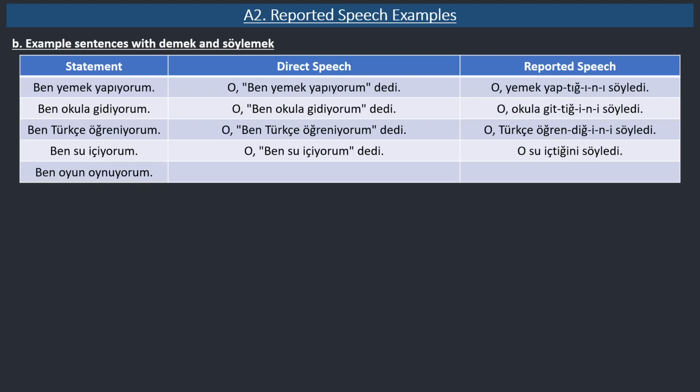Let's try this new one. Oyun oynuyorum. Correct. Oyun oynadığını söyledi. So in the direct parts, you can keep the pronoun the same. O oyun oynuyorum dedi. O oyun oynadığını söyledi. So this ben changes into o because we are saying like he said.